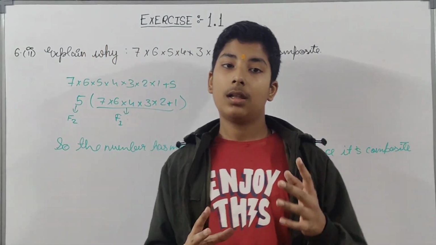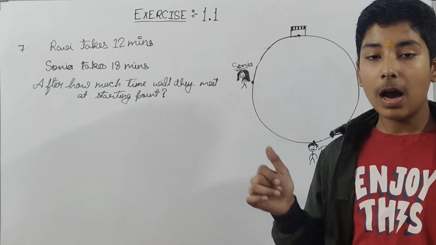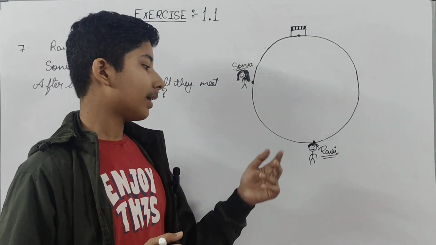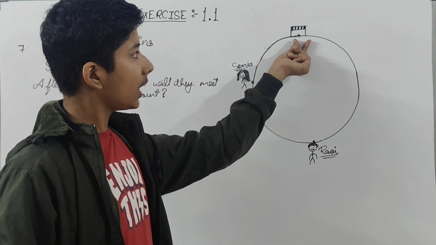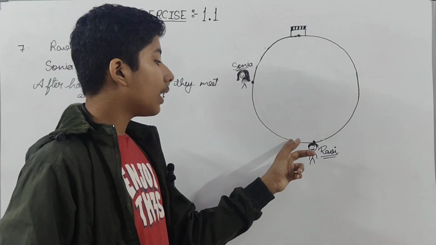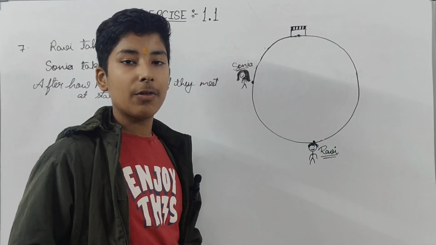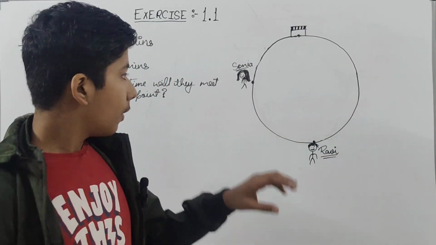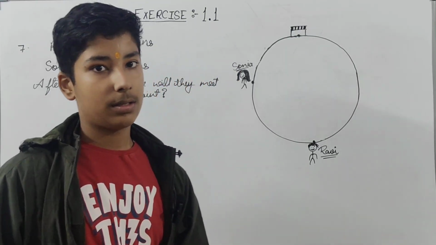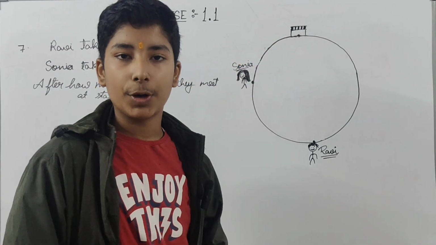Now we will come to our last question of this exercise, which is the 7th question. Here are two people who are racing each other around a round ground. This is the starting point. There is a girl named Sonia and a boy named Ravi. Ravi covers one round of the ground in 12 minutes, but Sonia completes one round in 18 minutes. We have to tell after how much time they will meet each other at the starting point.